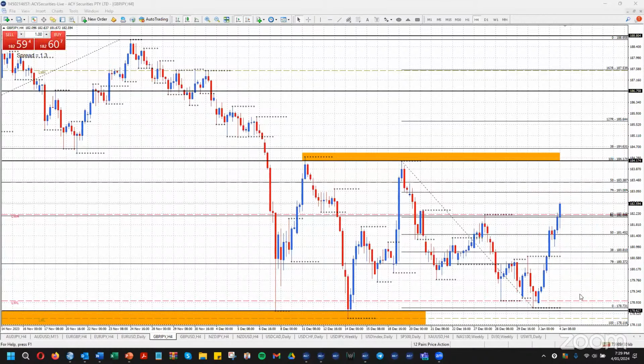So it's a bit long in the tooth, that upward move, to get long at the moment. In my mind, you're having to wait to see if it's going to give you a pullback, or does it start to fail up here at 184.17? Okay, so that's how I'll be looking at that pair at the moment. All right, Aussie yen.